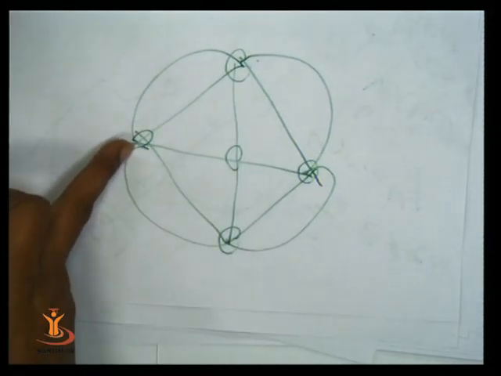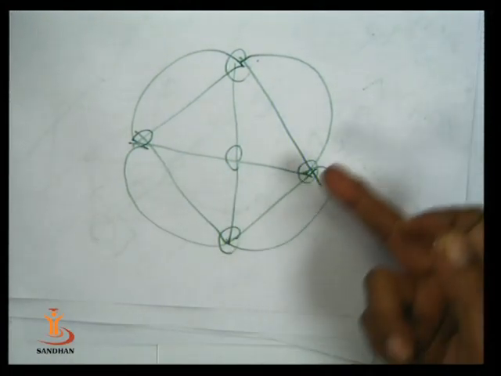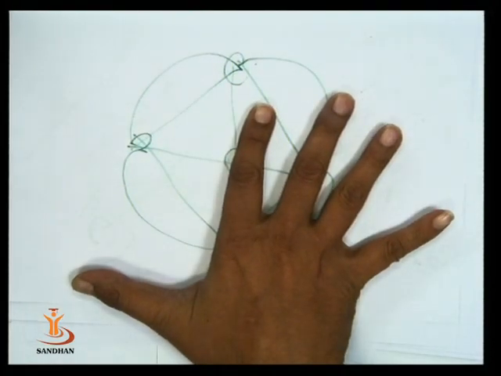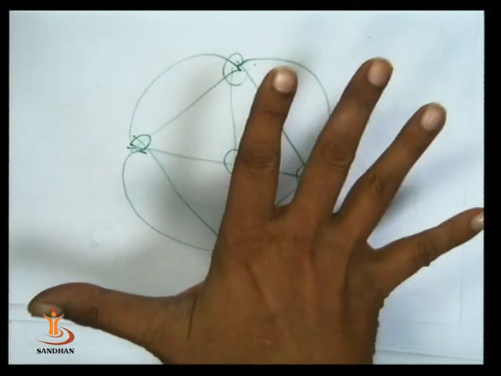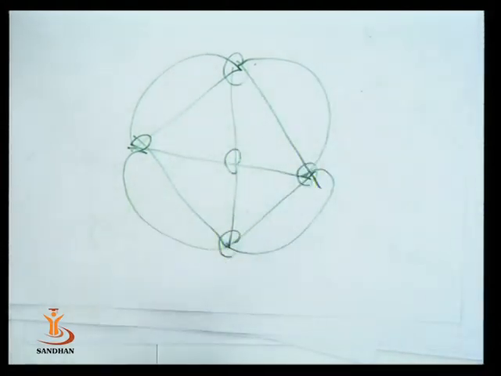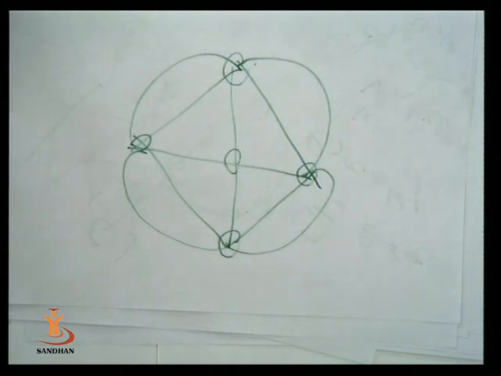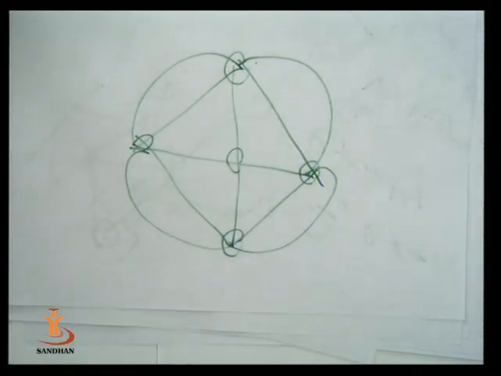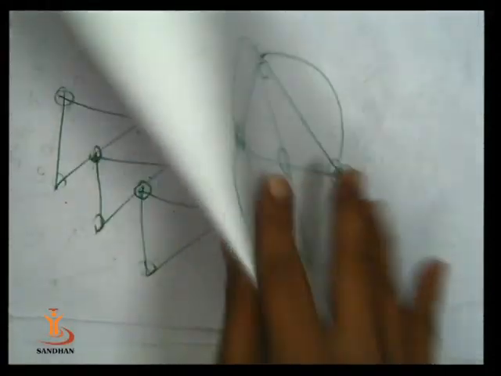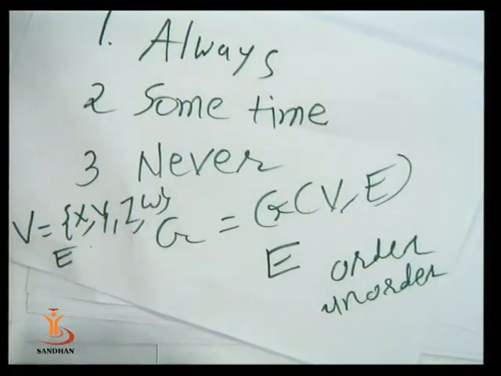This vertex is odd, this vertex is odd, this vertex is odd. So this is not an always traversable curve, not a Euler graph. This is not sometime traversable because it does not contain exactly two vertices of odd degree. So the remaining graphs are never traversable curves. So we see three types of curves: always traversable curves, never traversable curves, and sometime traversable curves.